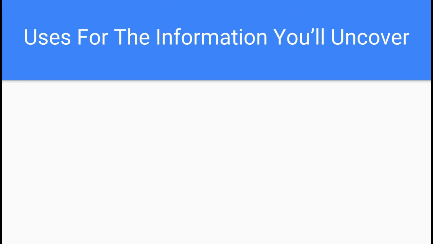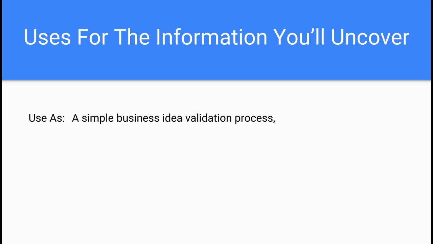Now, some of the uses for the information that you're going to uncover include using the information as a simple business idea validation process. For example, you may just have an idea, so just run it through this filter and see what happens with it. It may be a great idea that you can execute, or you may find some issues that you need to solve.